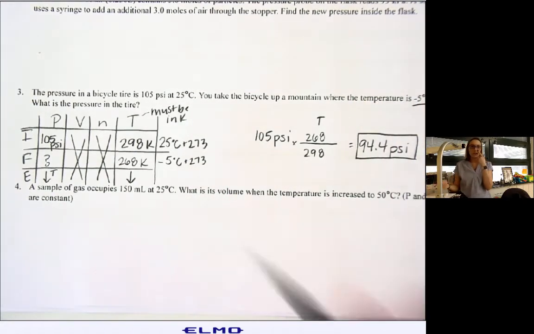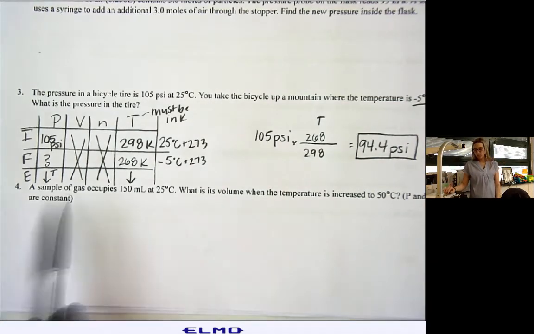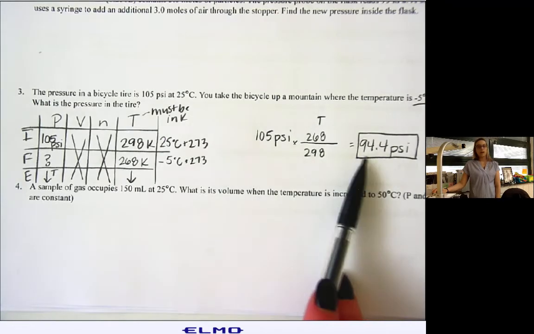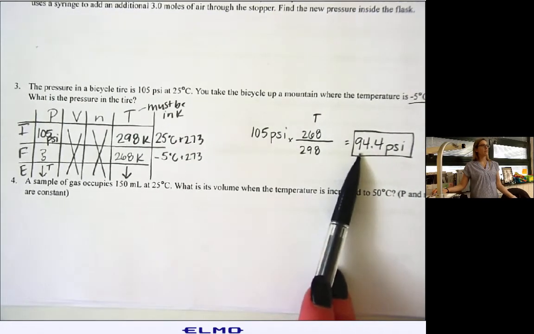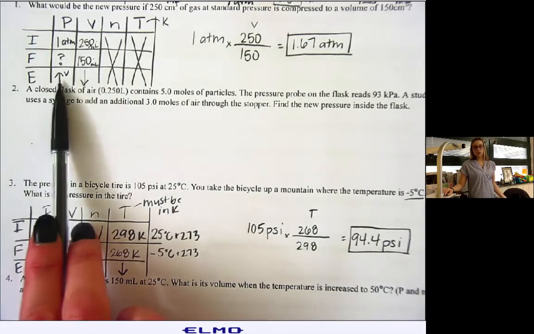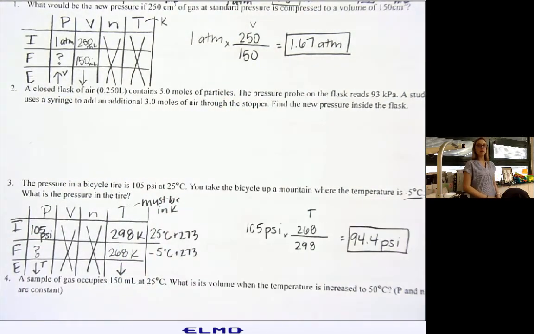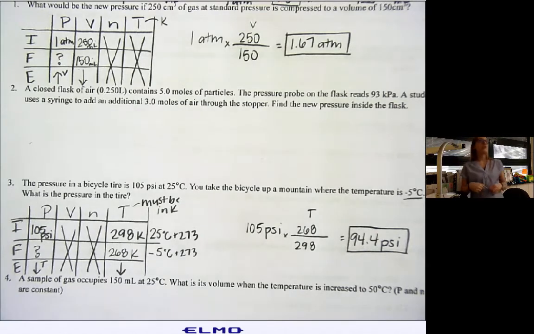Now do a quick check for both of these questions that we've done. We said pressure should go down in number 3. It went from 105 to 94.4. It went down. In number 1, we said pressure should go up. It went from 1 to 1.67. It went up. So this is looking at what happens if we're comparing two numbers, two variables.